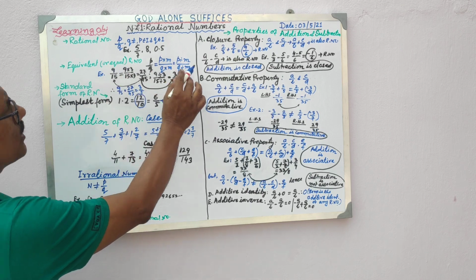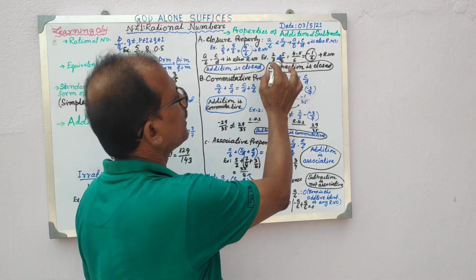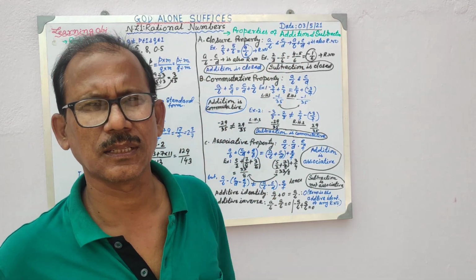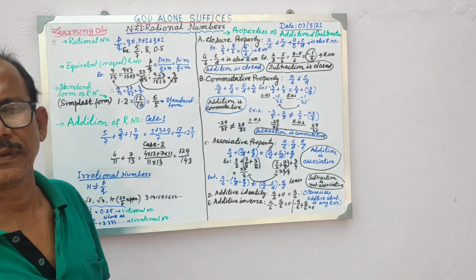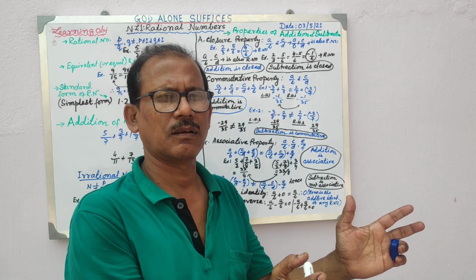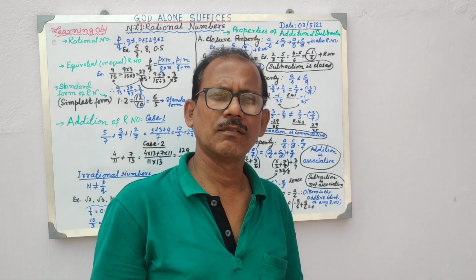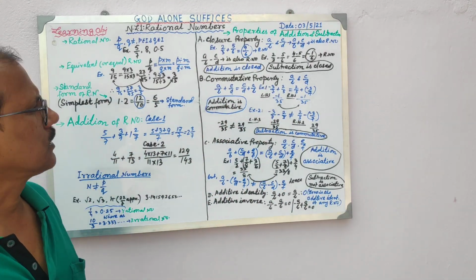In case of subtraction also, see children, A by B and C by D, two rational numbers are there. If you subtract C by D from A by B, you will get a rational number. That is why subtraction is also closed.